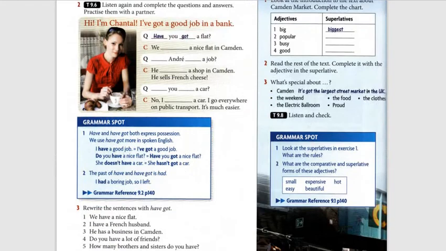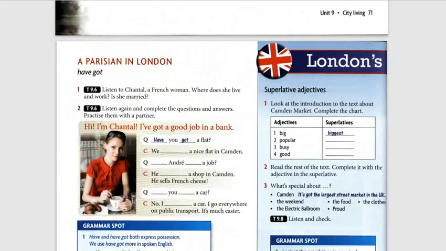In the following page or the next page, we have a person in London, a person here from France. I think she's a lady, yes. Listen to Chantal, I think Chantal, yes. French woman, where does she live and work, is she married?